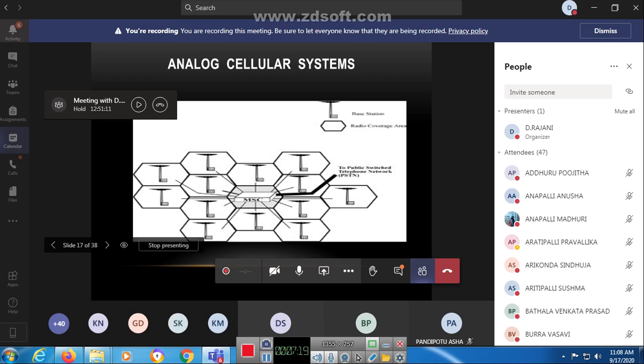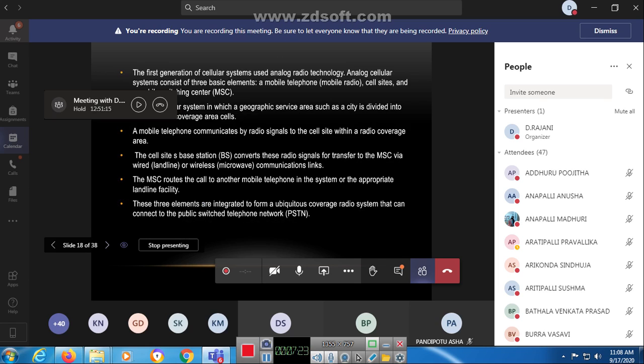In that we can take the simple integrated elements, or we can consider the mobile telephone, that is mobile radio technology, cell site and mobile switching center. These three are the important terms in the analog cellular system. Every cell site has one base station, which converts into radio signals and transfers them to the mobile switching center.